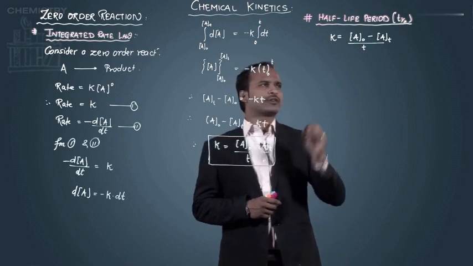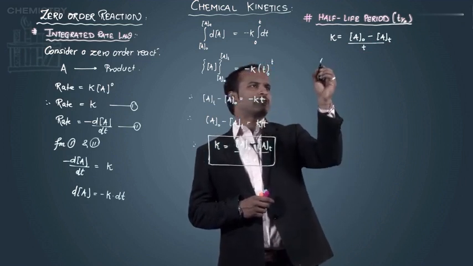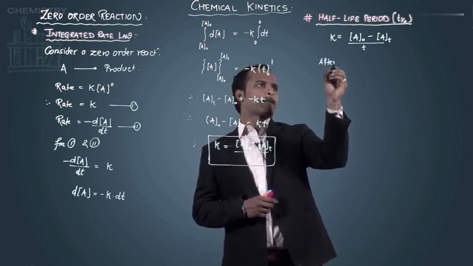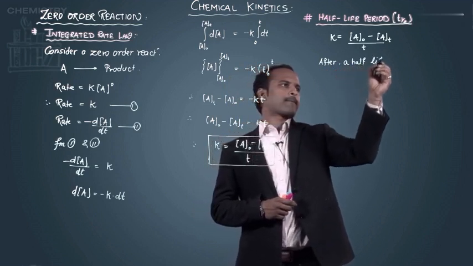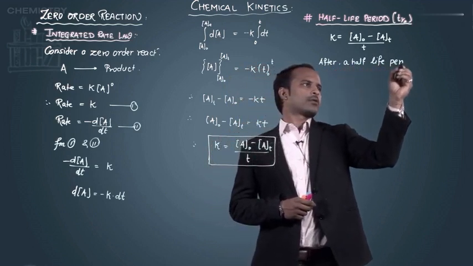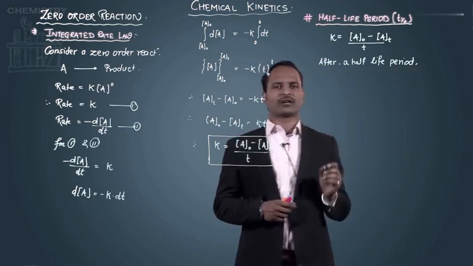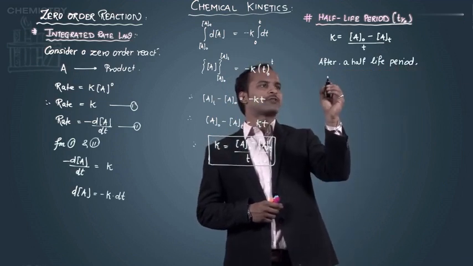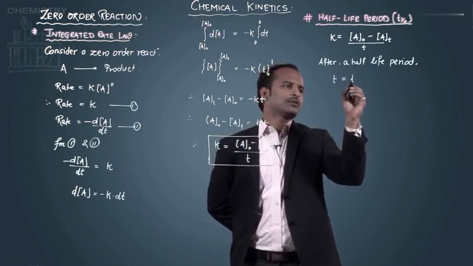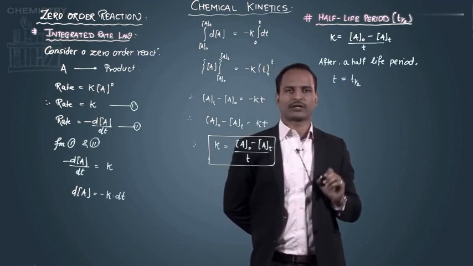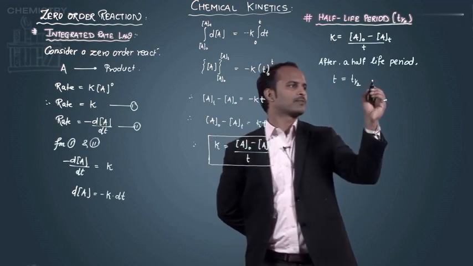We are talking about the half-life period. So let's talk about the condition after a half-life period. When I say after a half-life period, it means one half-life is over. So how much time is completed? One half-life. So T will become T half.